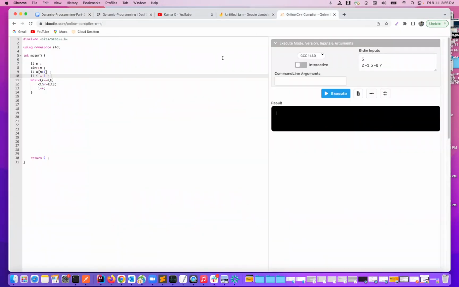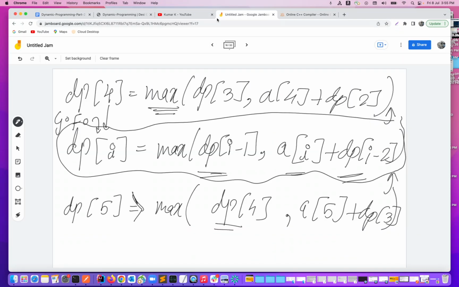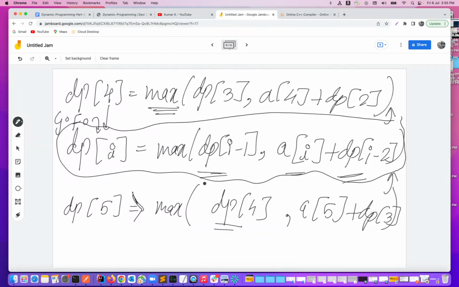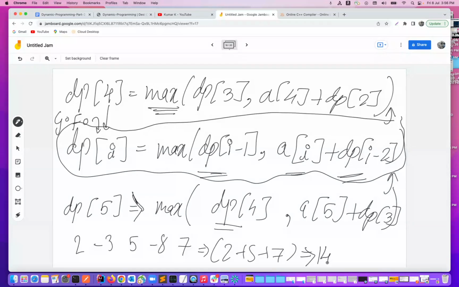So if you see, just do some basic observation. What will be the best answer for this full question? 2, minus 3, 5, minus 8 and 7. We can use some common sense here and get the answer just by observation. What will be the best answer if you want to find the maximum sum without any adjacent elements? Obviously it is 2 plus 5 plus 7. So just to recheck our answer, the final answer should be 14. Yes, it should be 14.